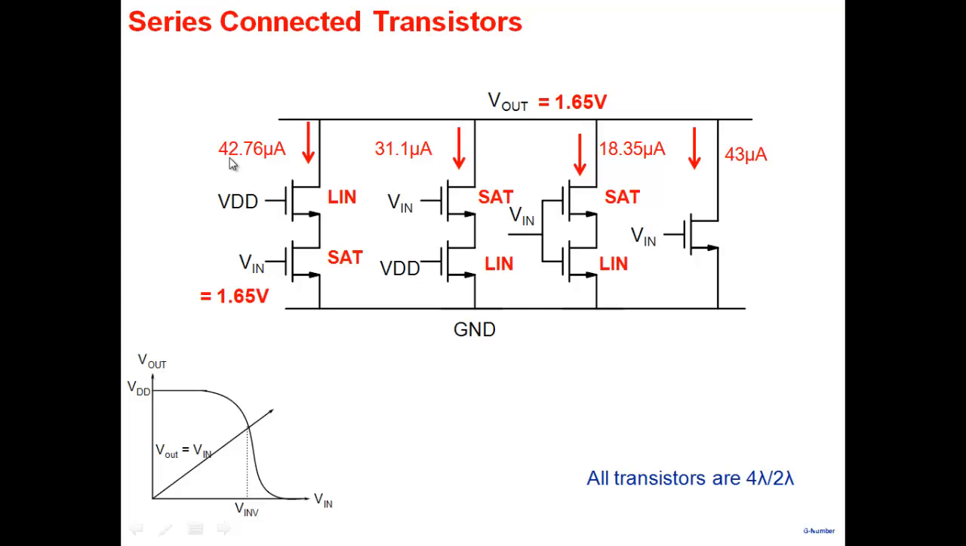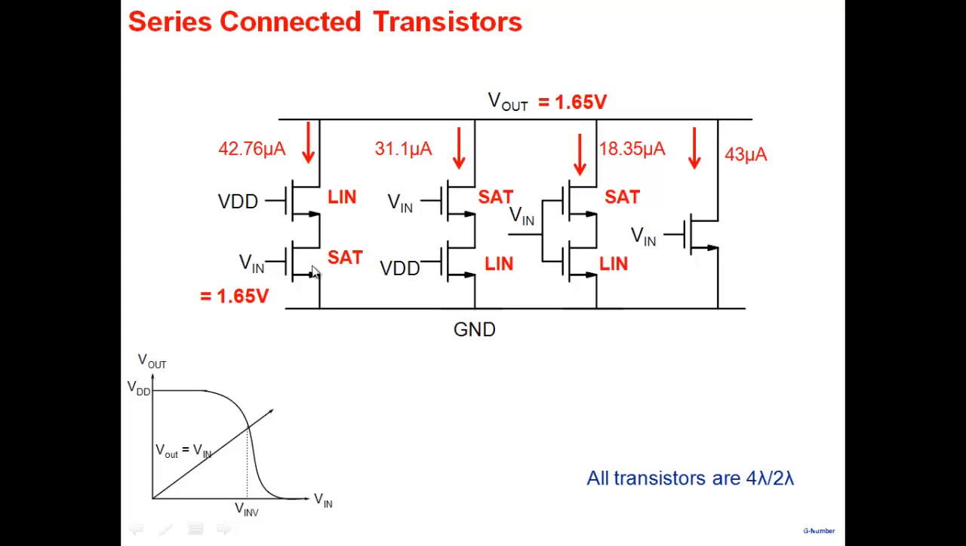Okay, so effectively in this condition, these two series connected transistors are acting as if it's a transistor of the same dimension as this. Because the currents are similar: 43 here and 42.76 here. So two series connected transistors are as if they are the same here. Why? Because there's VDD connected here, a large bias connected here. So this has very low resistance. The transistor is in saturation region and I have 1.65 here roughly. So it's acting like this here.